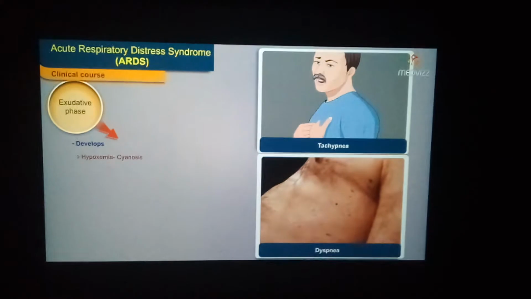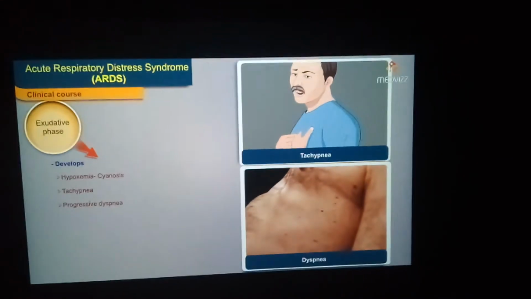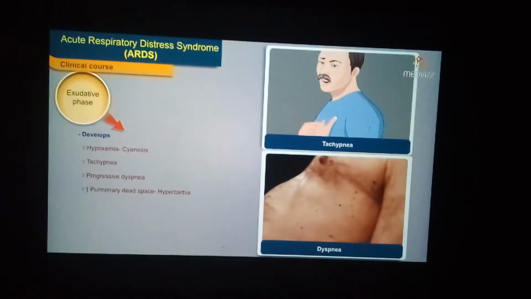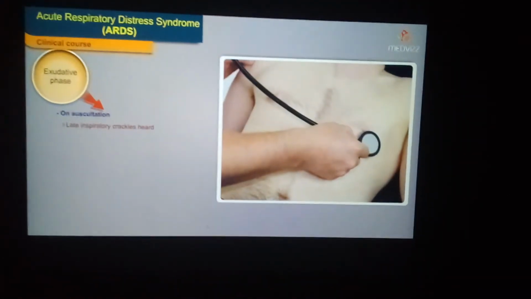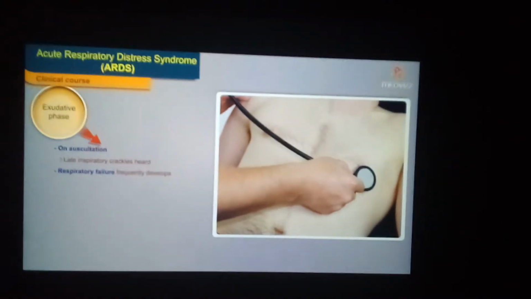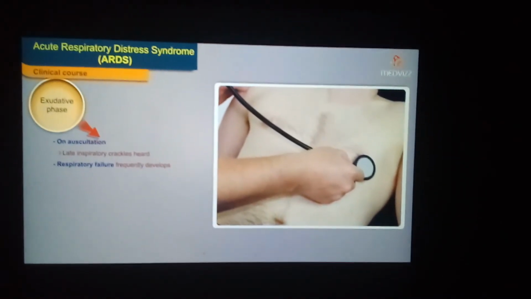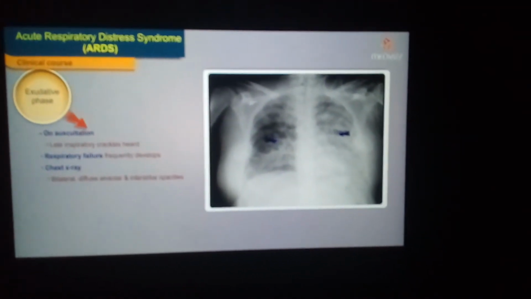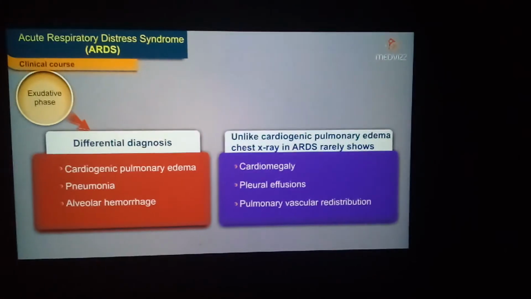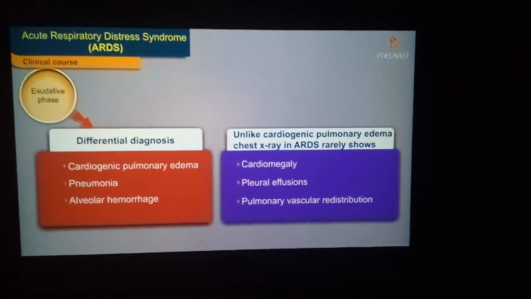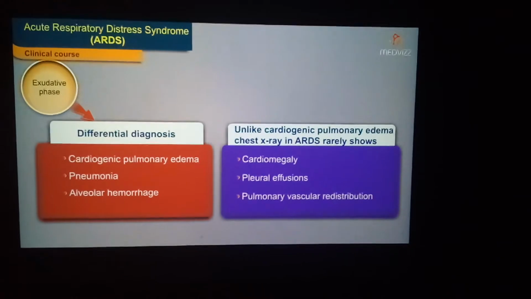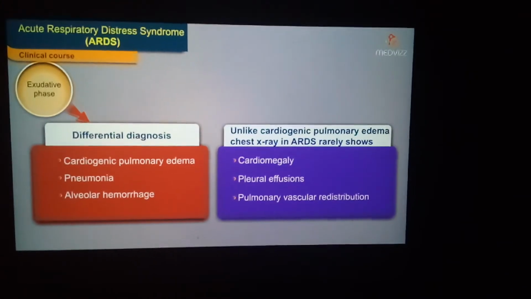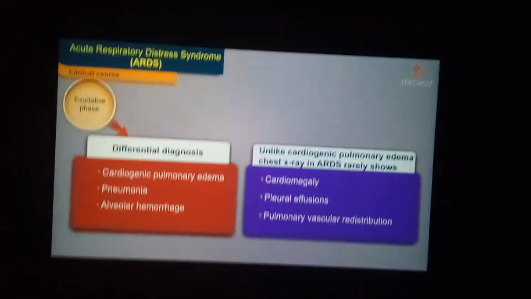Hypoxemia or cyanosis, tachypnea, and progressive dyspnea develop, and increased pulmonary dead space can also lead to hypercapnia or hypercarbia. Late inspiratory crackles can be heard on auscultation. Respiratory failure frequently develops during this phase. A chest X-ray reveals bilateral, diffuse alveolar and interstitial opacities. Common differential diagnosis includes cardiogenic pulmonary edema, pneumonia, and alveolar hemorrhage. Unlike cardiogenic pulmonary edema, the chest X-ray in ARDS rarely shows cardiomegaly, pleural effusions, or pulmonary vascular redistribution.